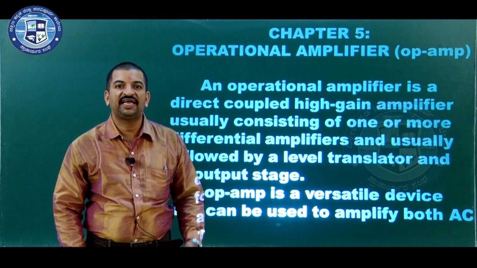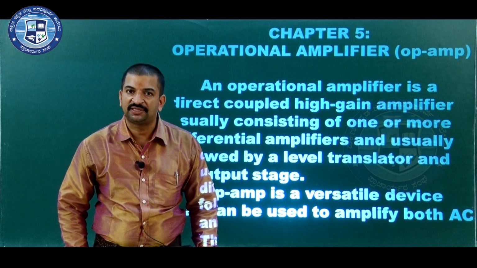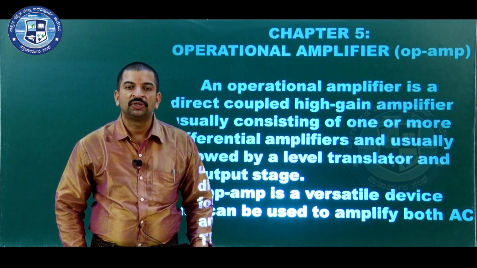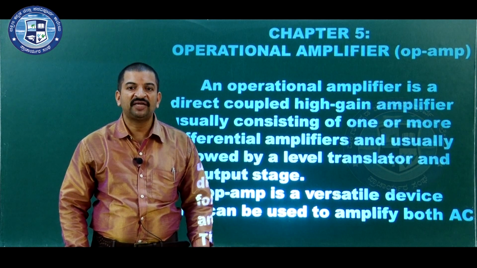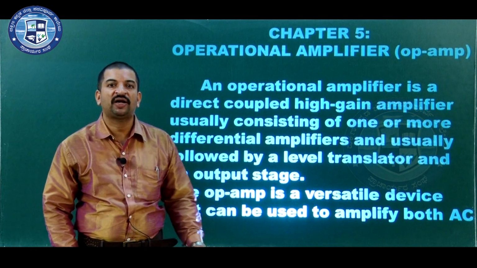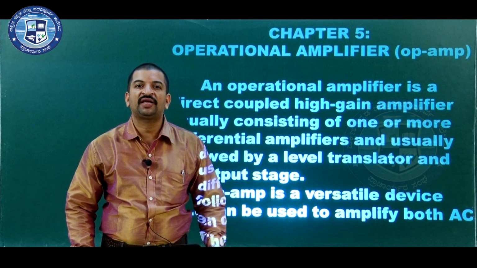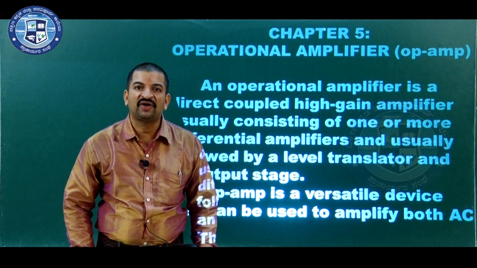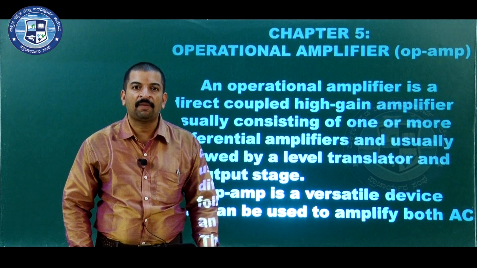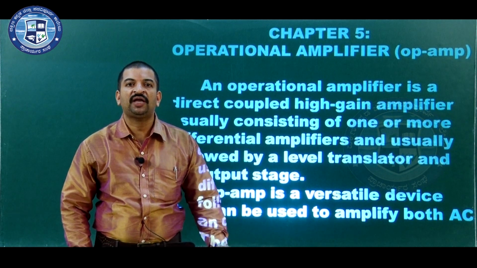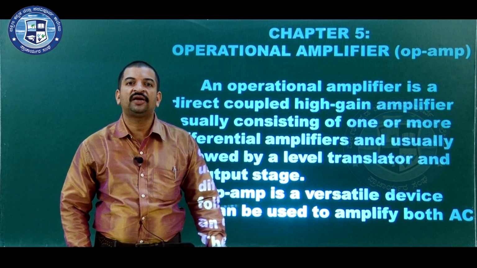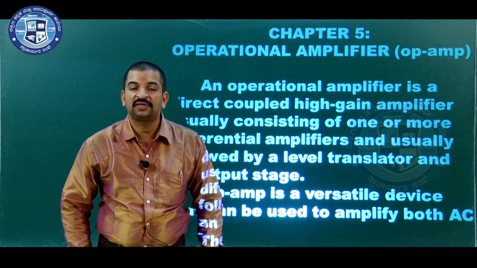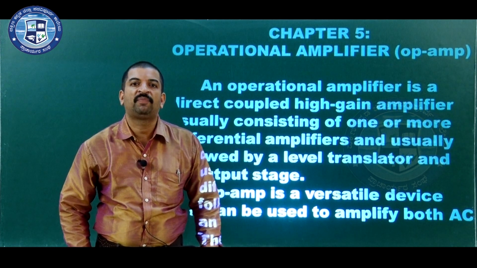In the case of the CE amplifier, the CB amplifier and the CC amplifier, these amplifiers use capacitors. The capacitor blocks DC and allows AC to pass through. Therefore, the basic common emitter amplifier, common base amplifier, common collector amplifiers cannot be used to amplify the direct currents. But operational amplifier is one of the versatile amplifiers which can be used to amplify both alternating current as well as the direct current. So, the operational amplifier is a versatile direct coupled high gain amplifier.